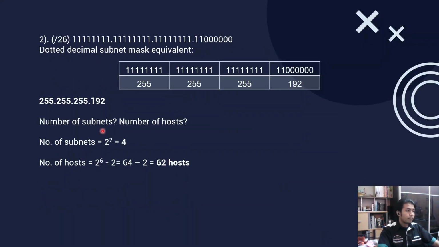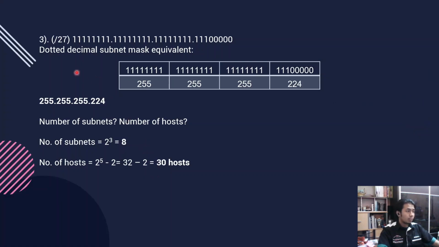So for the next one, for prefix 26, the dotted decimal subnet mask is equivalent to 255.255.255.192, and the number of subnets is 2 to the power of 2, which is 4. Here we can see the borrowed bits are 2, so we just have to do 2 to the power of 2, which is 4, and the number of hosts is 2 to the power of 6 minus 2, which is 64 minus 2, which is 62 hosts.